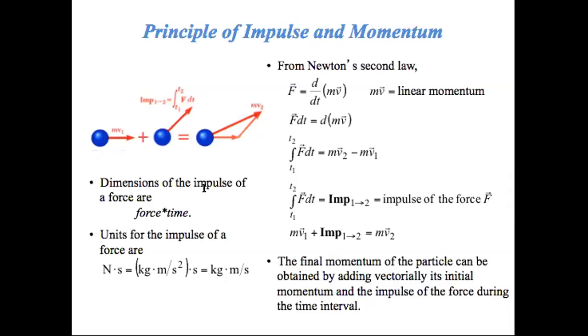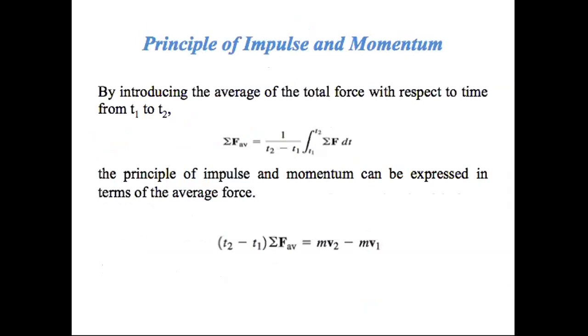The dimension of the impulse of a force is force times time, and the unit for the impulse of a force is newton second. By introducing the average of the total force with respect to time from t1 to t2, the principle of impulse and momentum can be expressed in terms of the average force. This is a very important equation that we use for solving many problems.